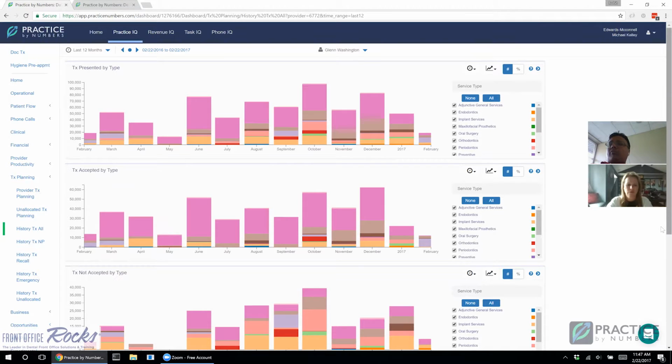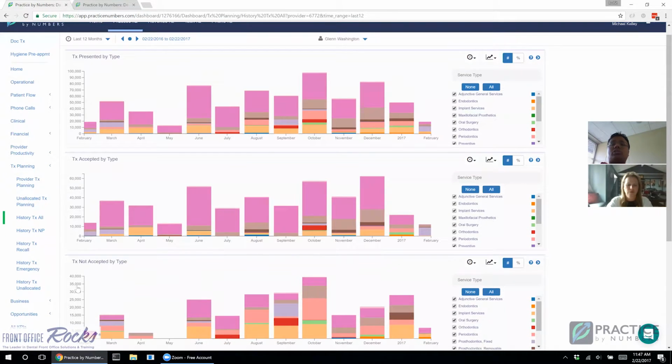The third graph here is also quite interesting, to see what is not being accepted, because sometimes it doesn't make sense to keep presenting certain treatment, especially some of the elective ones, if they never get accepted. And you have to ask yourself: why is that not getting accepted? What are we not offering our patients so that they would say yes? Is it financial? Is it a payment option? Is it an in-house VIP? Meaning, what is it that will help increase it? And the history graphs are what show that.